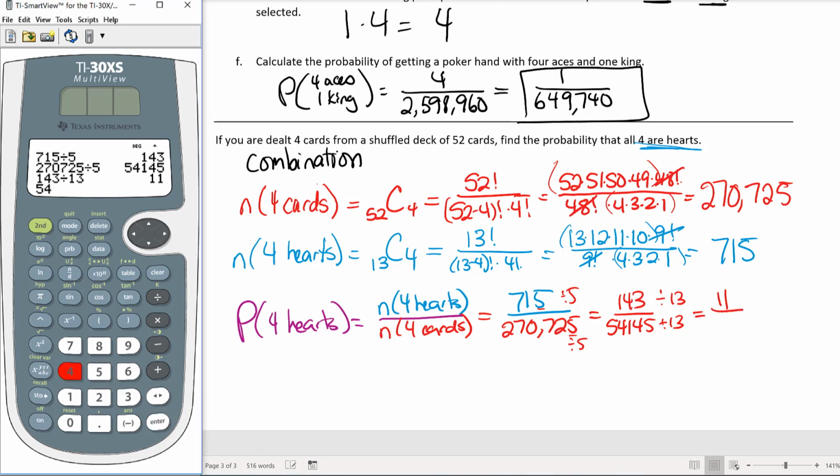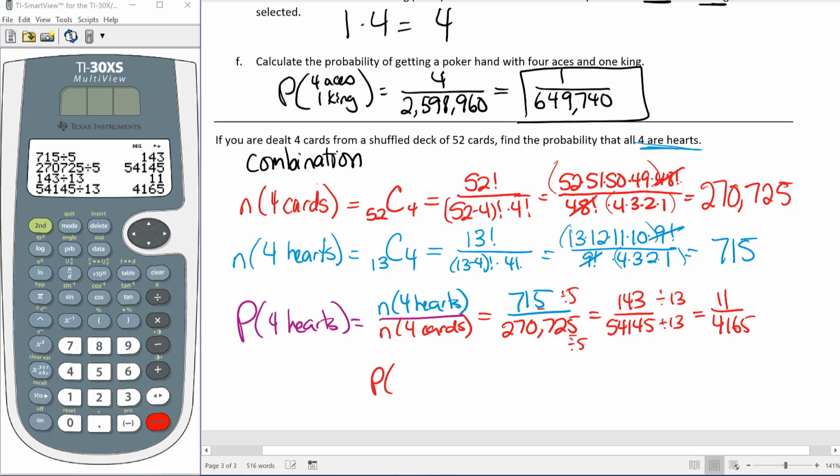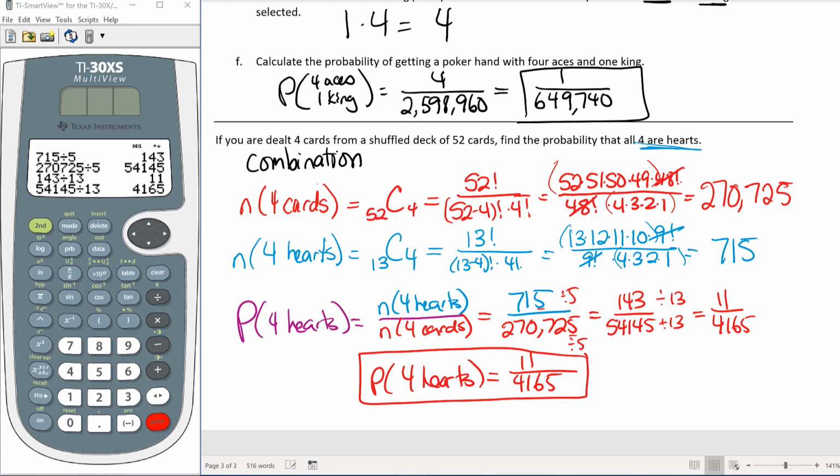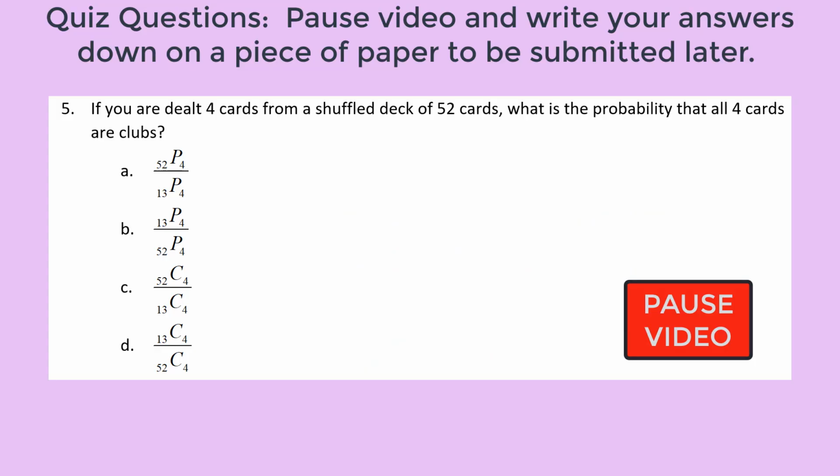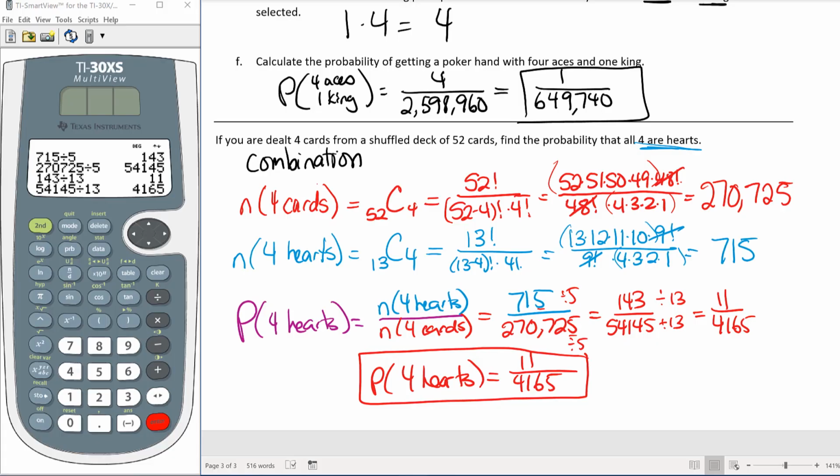And 54,145 can also be divided by 13. It's 4,165. So the probability of getting 4 hearts is 11 out of 4,165. So if you're playing poker, this is going to help you figure out how likely or unlikely the next cards coming up might be. And this concludes our lesson on probability using the fundamental counting principle, permutations, and combinations.